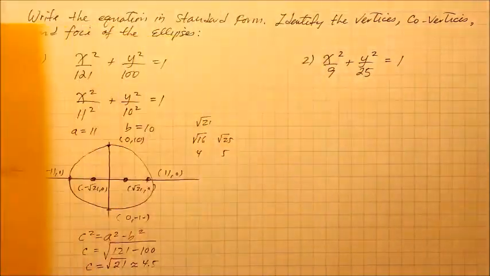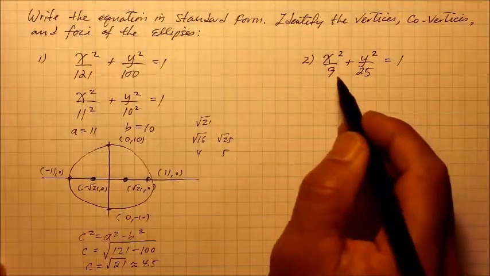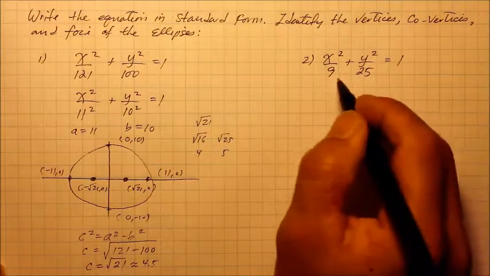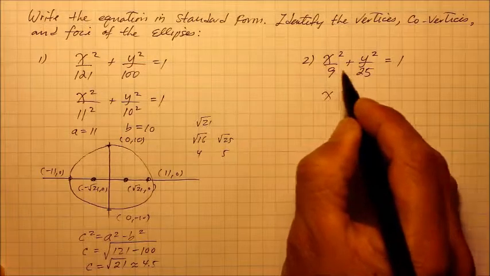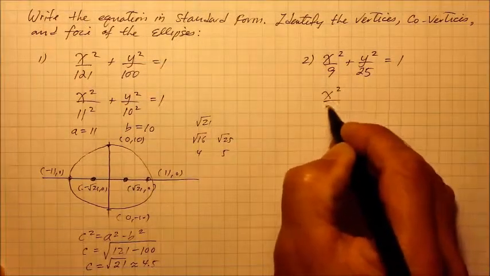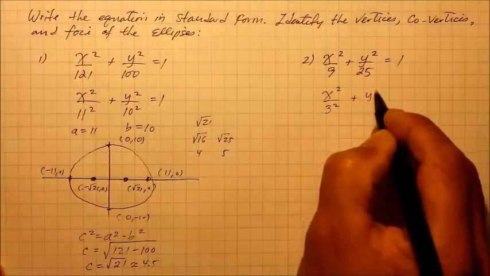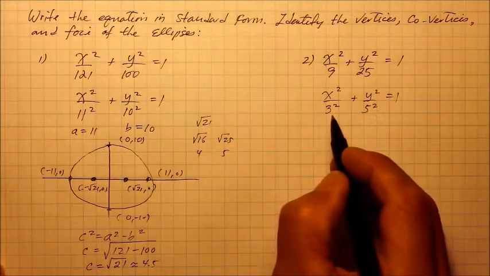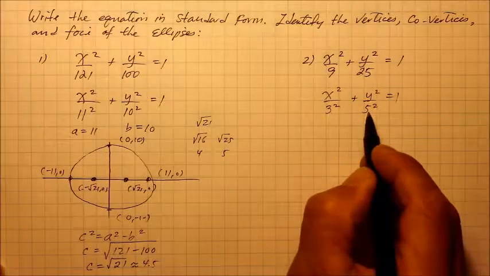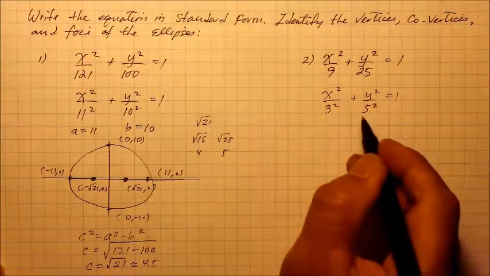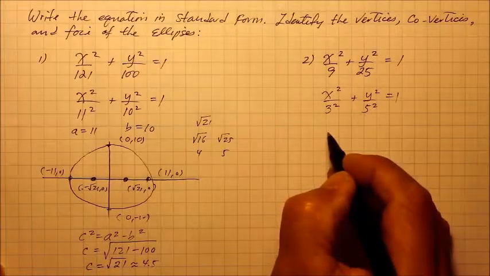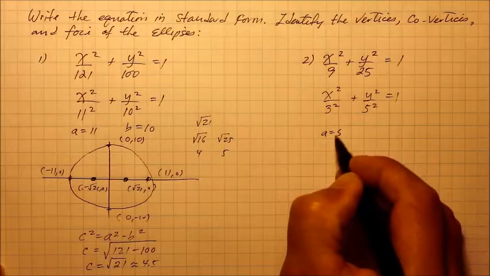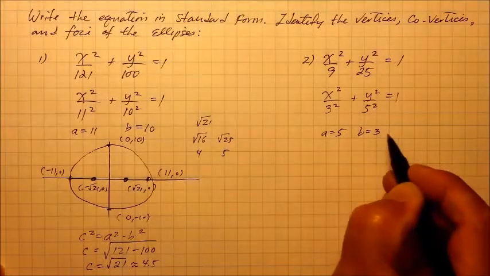Okay, so now you realize that the bottom portion, the a and b, are perfect squares. So if you write this again in standard form with exponents, you can write it as x squared over 3 squared plus y squared over 5 squared is equal to 1. Now this time, the first is smaller and the second is bigger, so we need to flip them around and recognize that a is now 5 and b is 3.